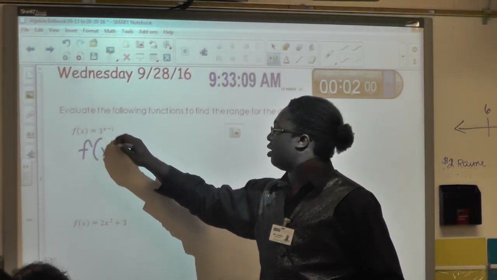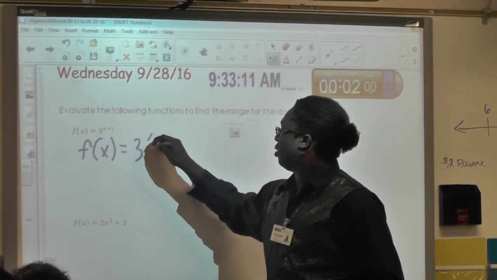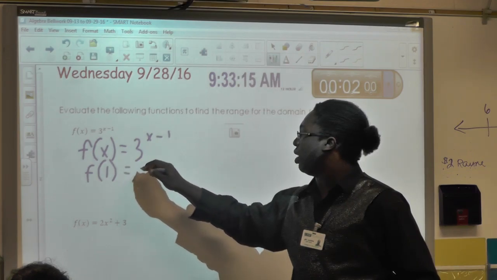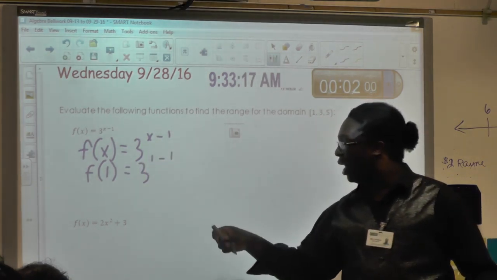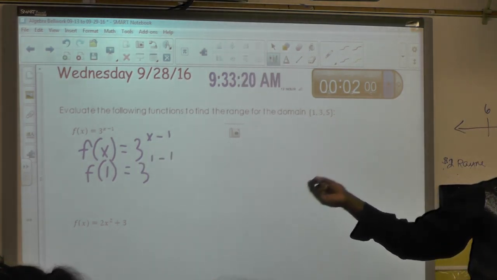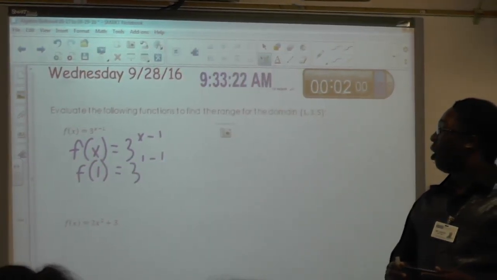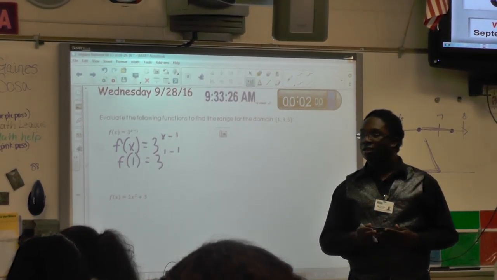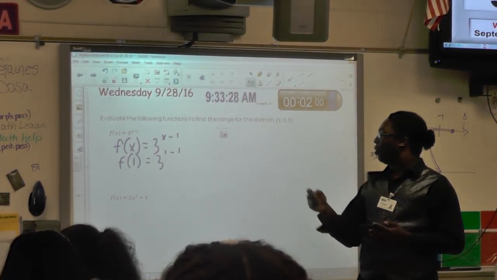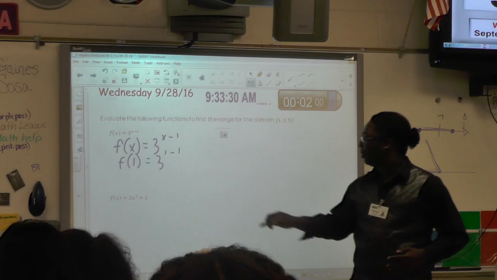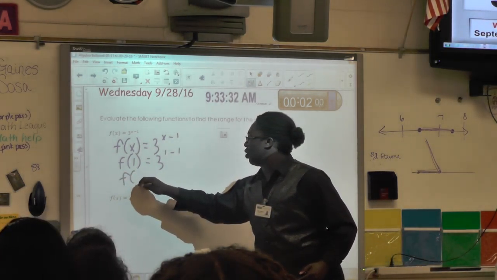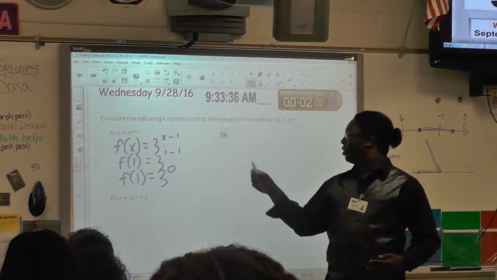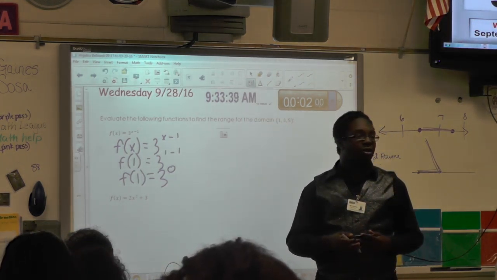So we get this, and we plug it in, so we want to substitute the x with 1, correct? So you guys got something that looks kind of like that. Now, which step are we going to do next? The power. So we get 3 to the 0. So it looks kind of like this. And can anyone tell me what 3 to the 0 power is?